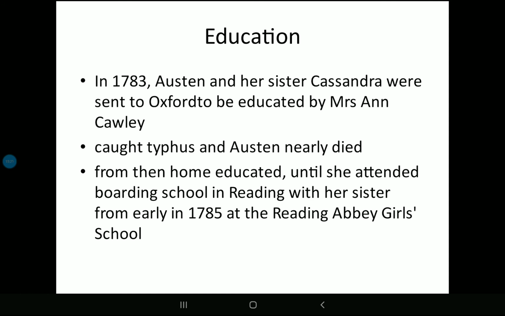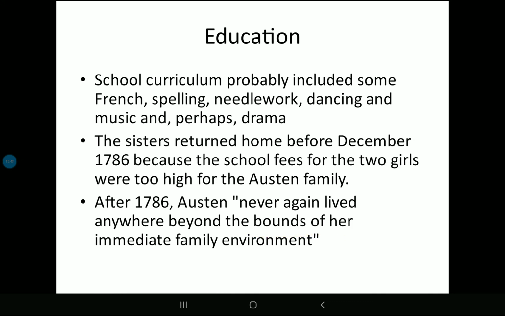But she recovered. From then, she was home educated until she attended boarding school, reading with her sister, early in 1785 at the Reading Abbey Girls' School. So later on, she was admitted to a girls' school in the year 1785, with her sister. Now, the school curriculum probably included some French, spelling, needlework, dancing, and music, and perhaps drama. There are no official records. That's why the word perhaps is used here.